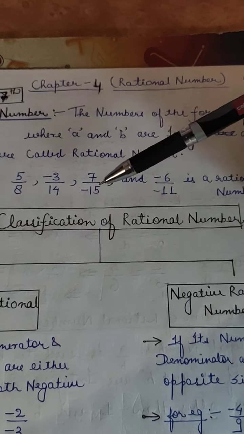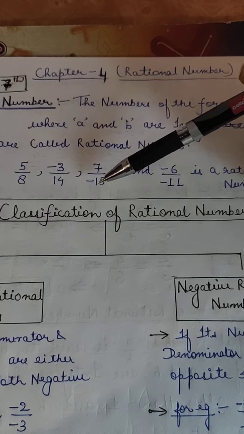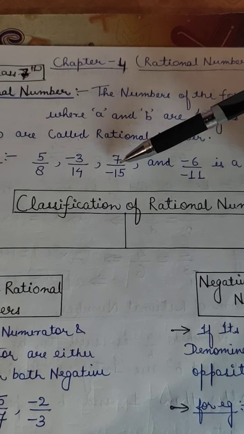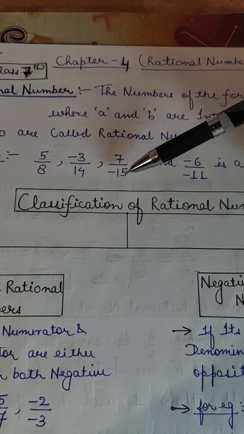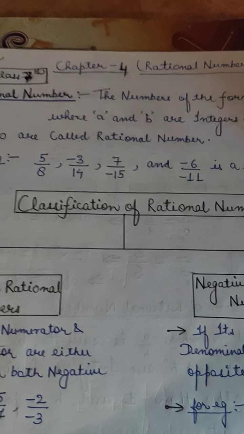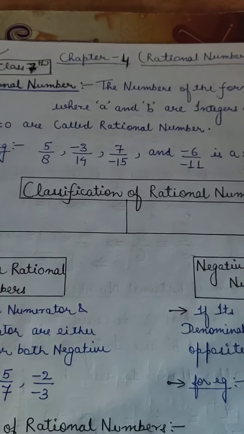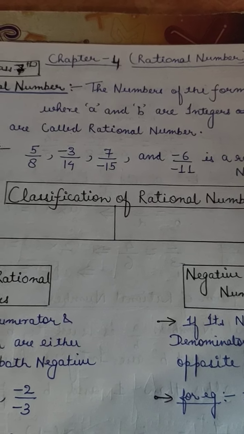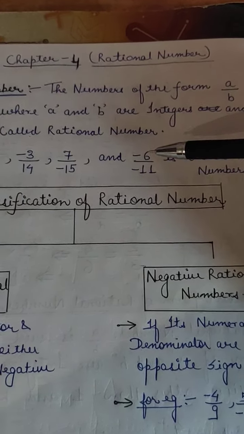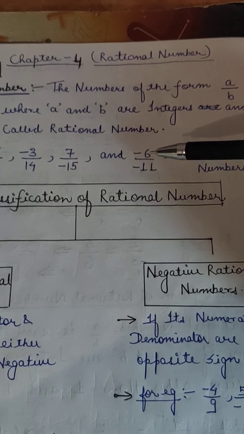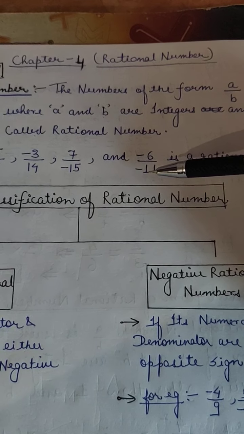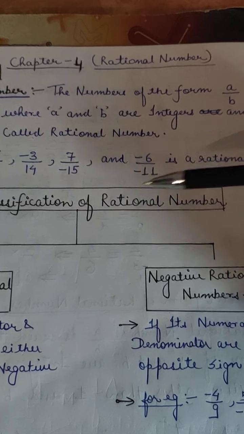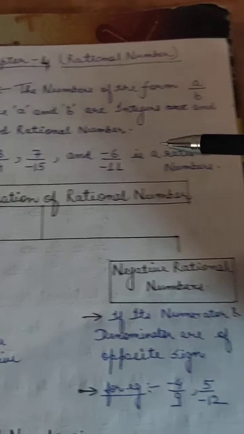So moving forward, 7 upon minus 15. Check whether the numerator here is 7 and the denominator is minus 15. So both numerator as well as denominator are integers and the denominator is not equal to 0. So it is a rational number. And similarly minus 6 upon minus 11. Here both numerator and denominator are integers and the denominator is not equal to 0. So it is also a rational number.